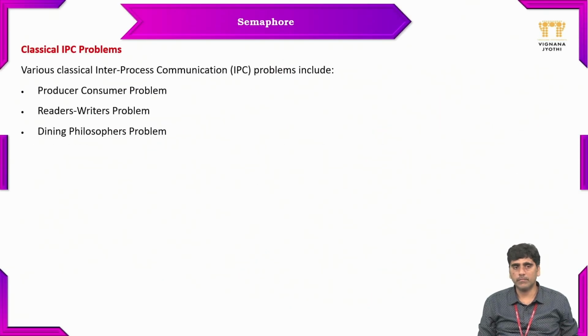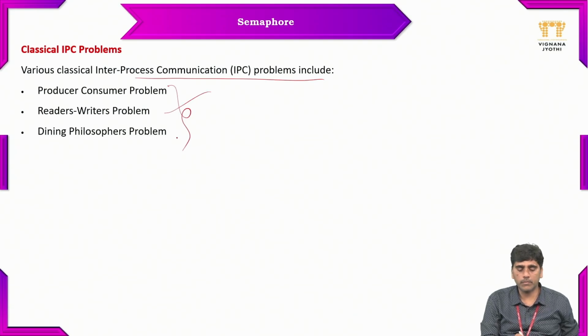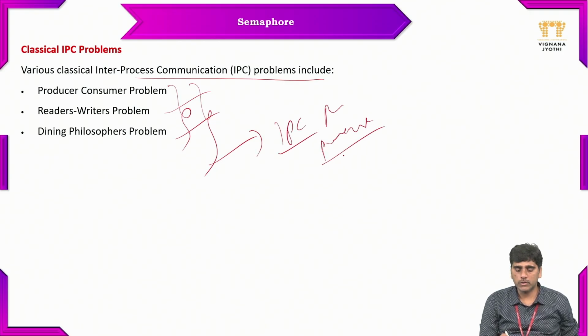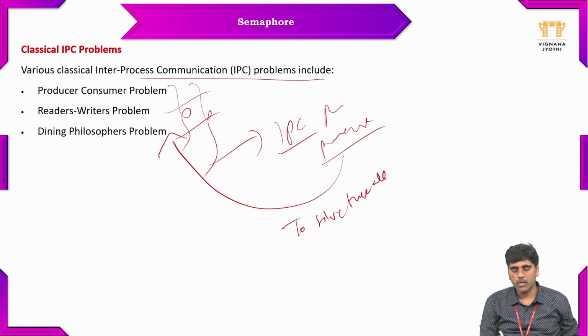Based on process synchronization, we have three types of classical IPC problems: the producer consumer problem, the reader writer problem, and the dining philosopher problem. These three are IPC problems, or you can say process synchronization problems also. But to solve all these problems, we can use the semaphore concept.